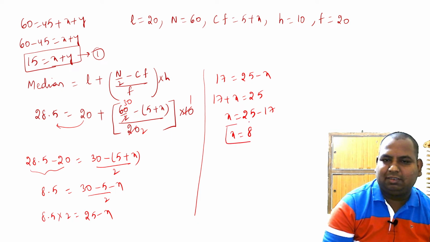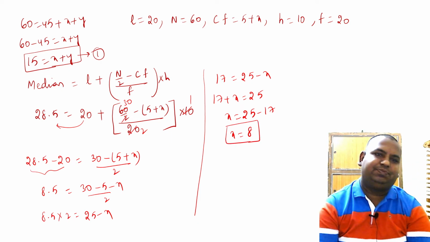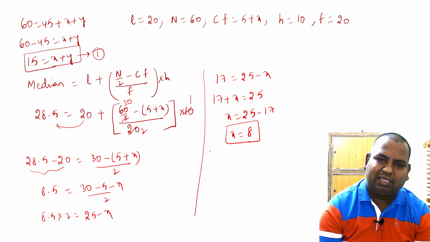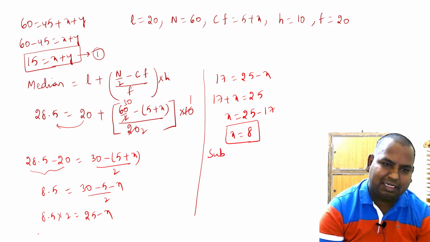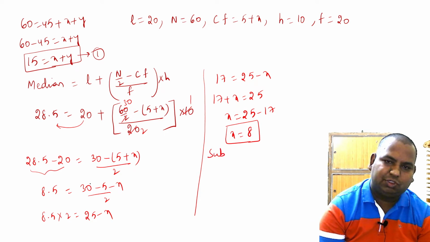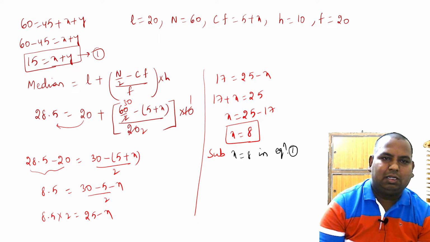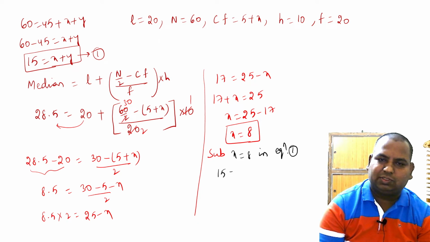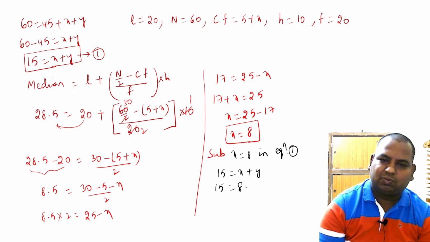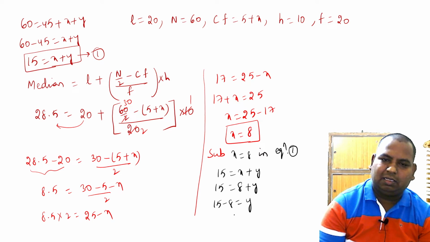We got x as 8. Now we have to find the value of y. Let us find the value of y by substituting the value of x in equation number 1. Substitute x is equal to 8 in equation number 1. Equation number 1 is 15 is equal to x plus y. 15 is equal to 8 plus y. 15 minus 8 is equal to y. 7 is equal to y. We got the value of x and we got the value of y.